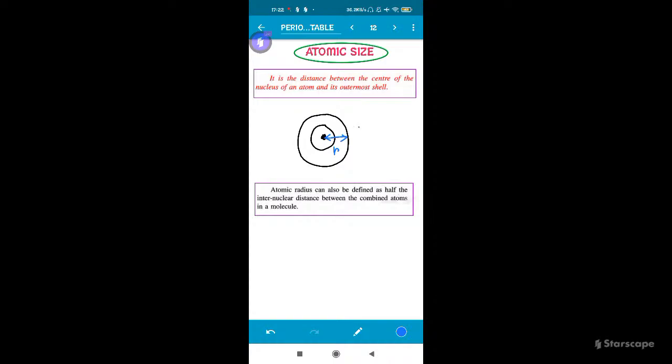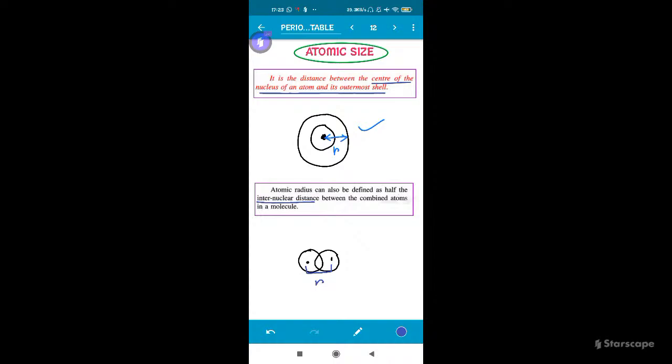Also, this is in the case of an atom. What about in the case of a molecule? If we have a molecule which contains two atoms, as you can see, this is the distance between the two nuclei. This distance is also the atomic size. So for a molecule, it is the distance between the two nuclei or the internuclear distance. And for an atom, it is the distance between the nucleus and the outermost shell. So this is the definition of atomic size.